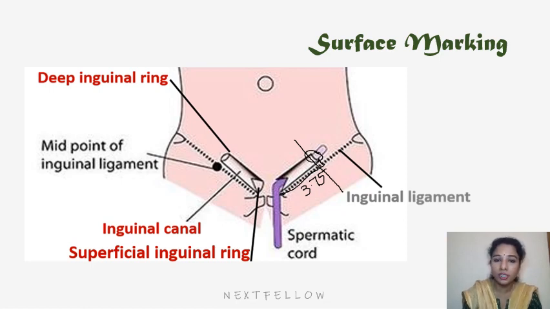Next, about the superficial inguinal ring. The superficial ring is a triangular opening, a triangular gap present within the external oblique aponeurosis. The shape of it is almost like an obtuse triangle, and it is present just lateral to the pubic tubercle. So this is how you draw the surface marking: you join these openings by two parallel lines with a width of 1 centimeter distance.